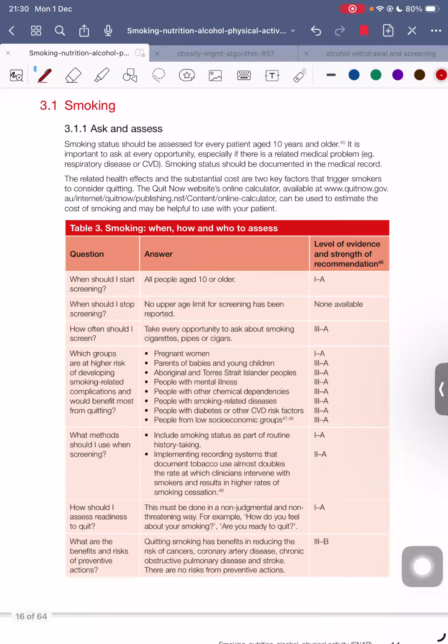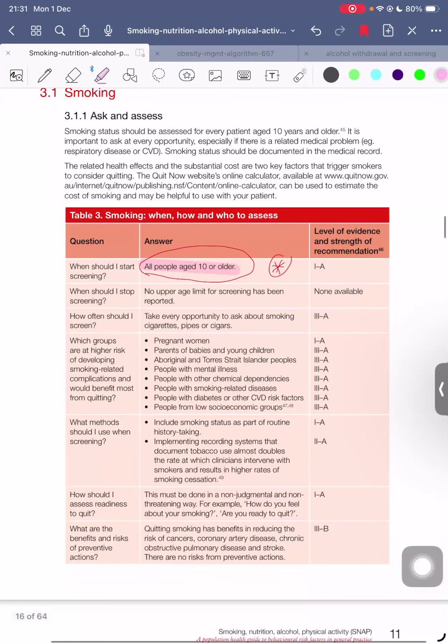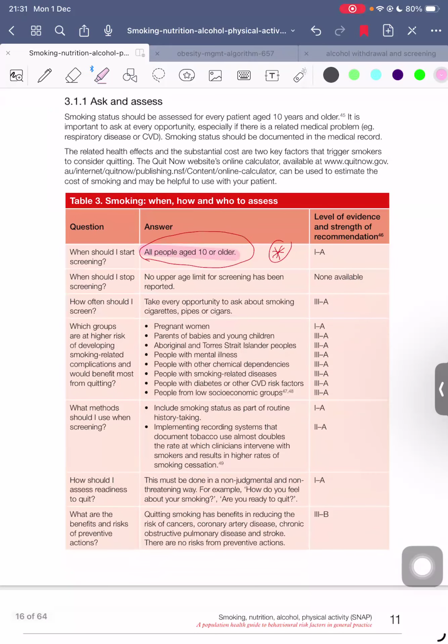Okay, let's go one by one. Usually smoking: we know how we assist. You have to remember this one: when should you start screening for smoking? All people aged 10 or older. Remember this point.